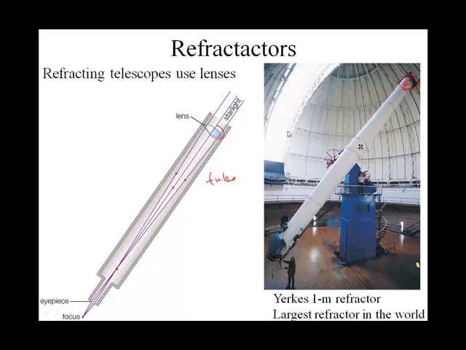Isn't this beautiful, though? The Yerkes telescope. This telescope is housed inside of a dome. I don't know if you can kind of see this dome here.